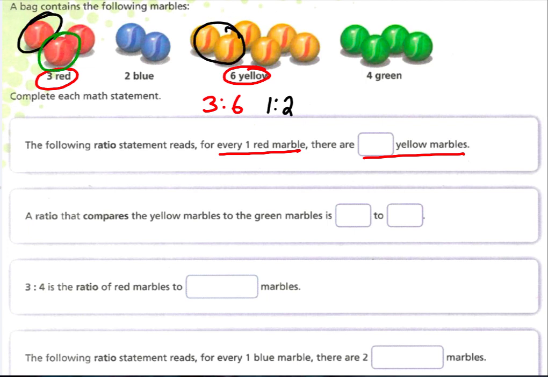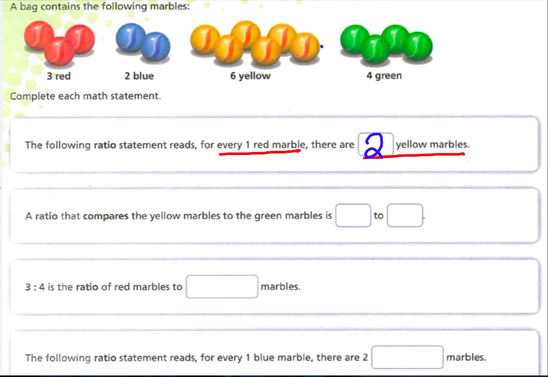And then another 1 red goes with 2 yellow, and 1 red goes with 2 yellow. We split each of them up into 3 equal groups. Each group of red had 1 in it, each group of yellow had 2 in it. So for every red marble, there are 2 yellow marbles. Okay.